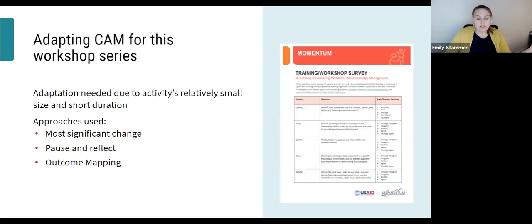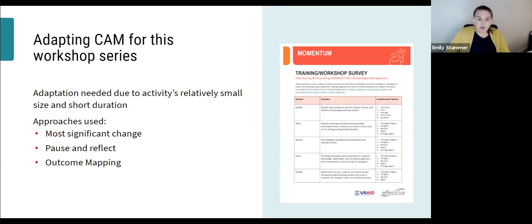So first, adapting for the workshop. First off, why do we need to adapt? Well, this is a really small activity in the scheme of things, and it has a short duration. So we needed to make the methods fit our purpose. The three methods and approaches that we're going to use are most significant change, pause and reflect, and outcome mapping. For most significant change, as I mentioned earlier, we're going to be incorporating that or components of that into the survey you receive after the workshop ends.